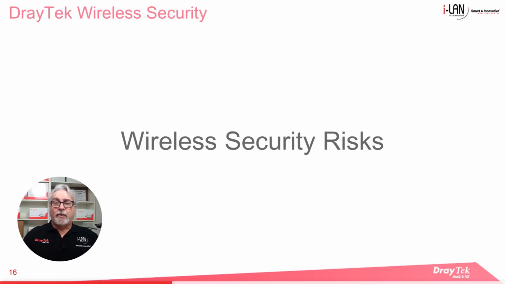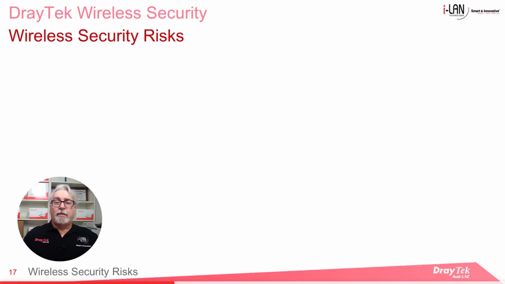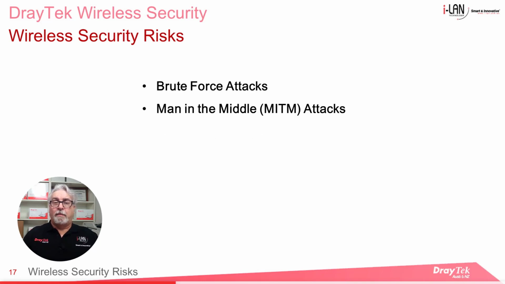I've touched on some of the wireless security risks already, but let's take a closer look at some of those. The main security risks that we face on wireless networks are brute force attacks, man-in-the-middle attacks, and packet sniffers, but there are a few others and some vulnerabilities to be aware of.